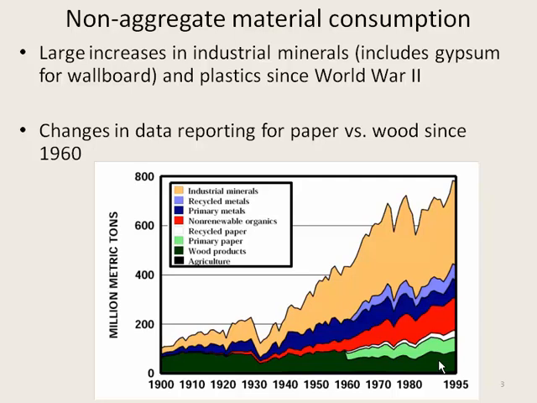You see on the graph at the bottom, the change in the wood consumption is due to the fact that the way that reporting and data acquisition for paper and wood products changed in terms of accounting for paper separate from wood products, whereas prior to that they were lumped together by the agencies that track their use.